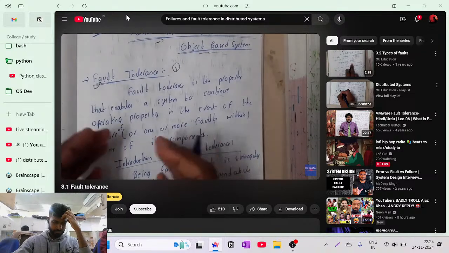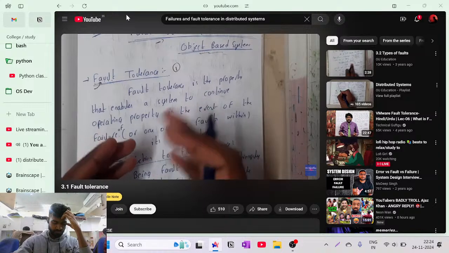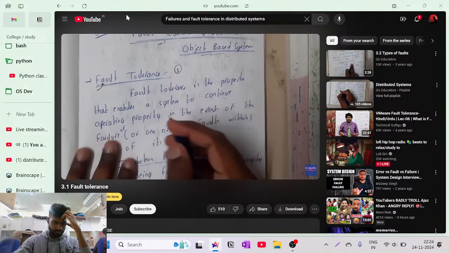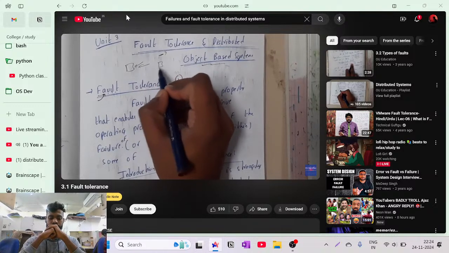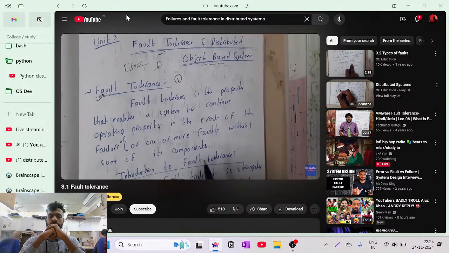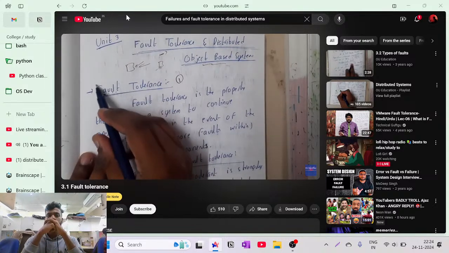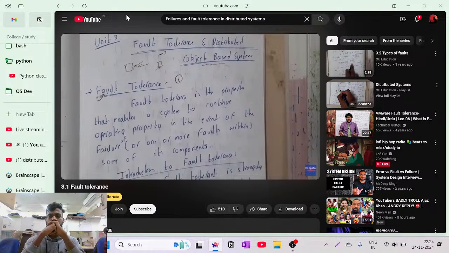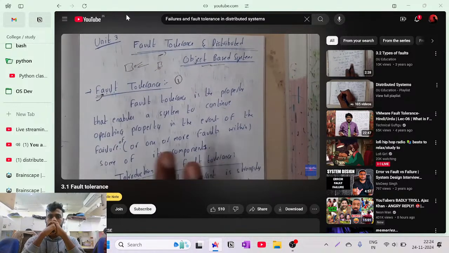A fault is something due to which something bad is happening. Assume that you bought a computer or something, and they told you there is a fault in the system. So there is something bad which could lead to something else, right? Fault tolerance means you are trying to stop that issue.